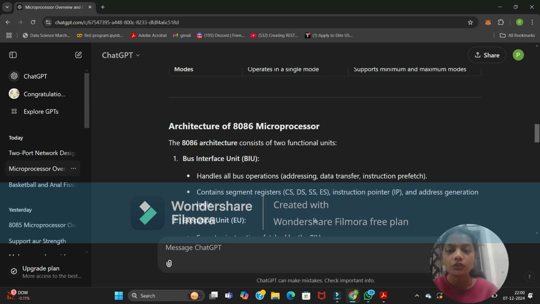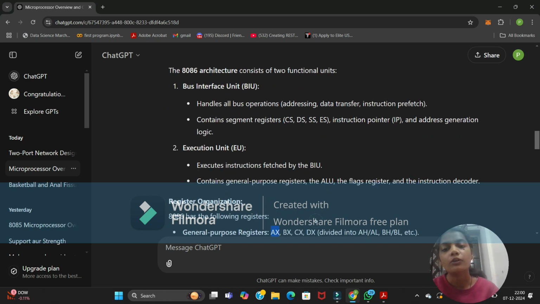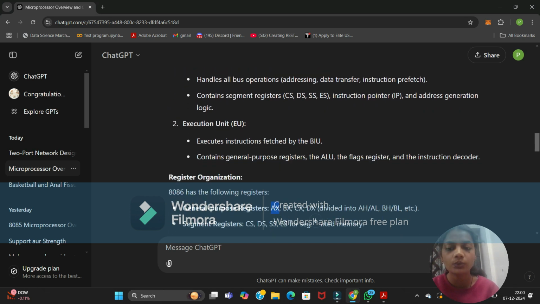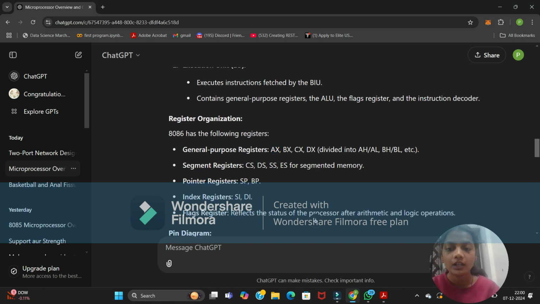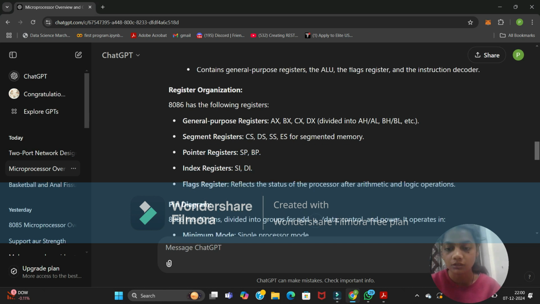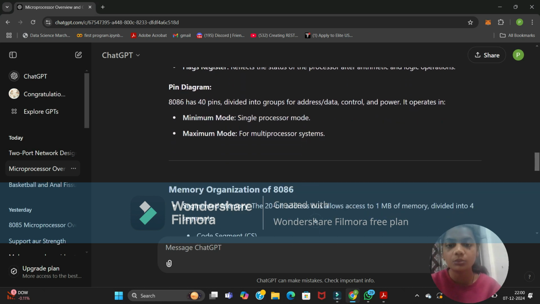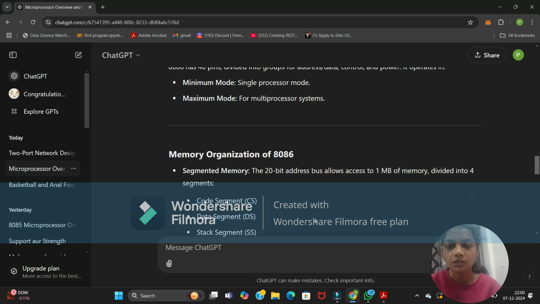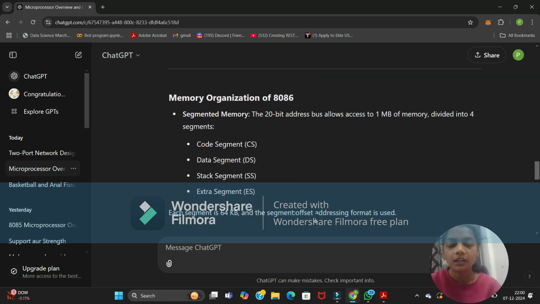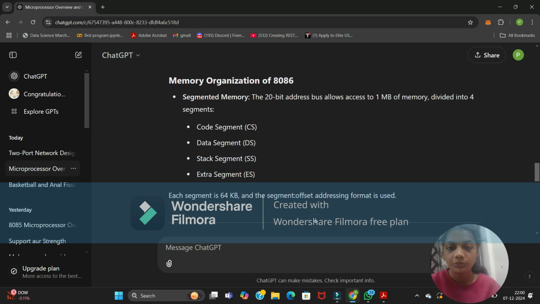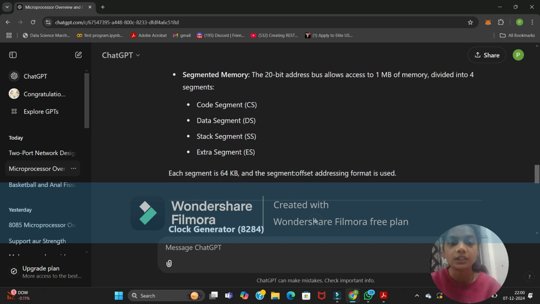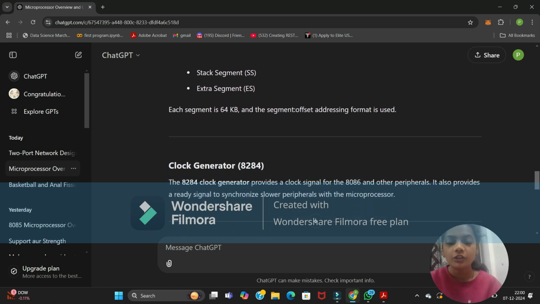Then the architecture of the 8086: we have the bus interface unit and the execution unit. Then register organization: general purpose registers, segment registers, pointer, index, and flag registers. Then the pin diagram, with single processor mode and multiprocessor systems. Then segmented memory, where the 20-bit address bus allows access to 1 MB of memory divided into 4 segments. Then the clock generator.